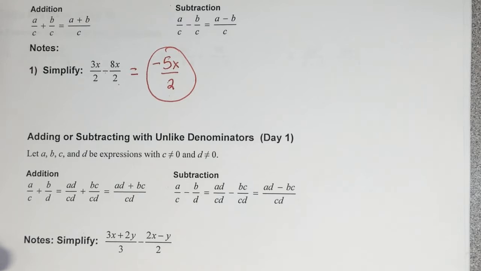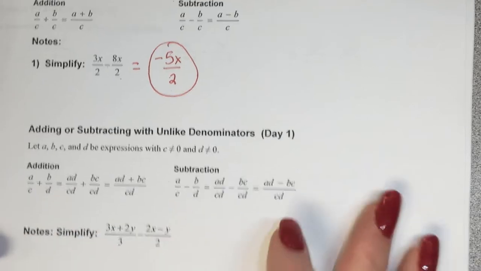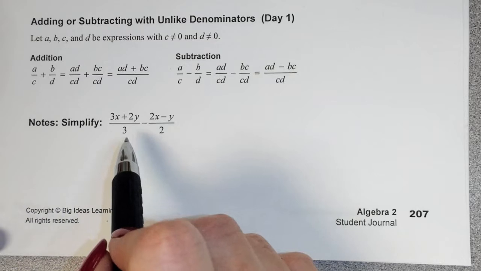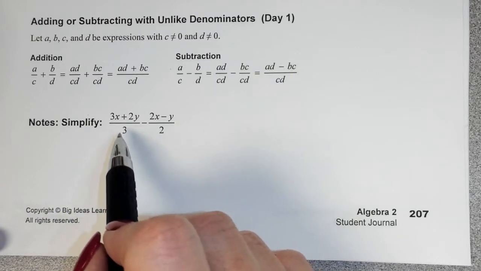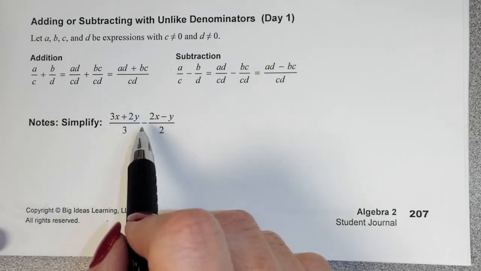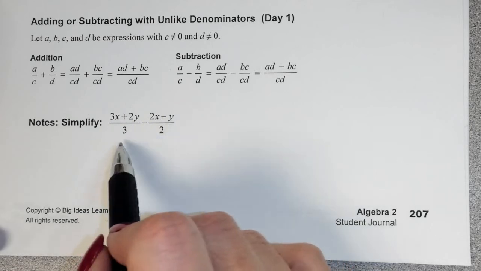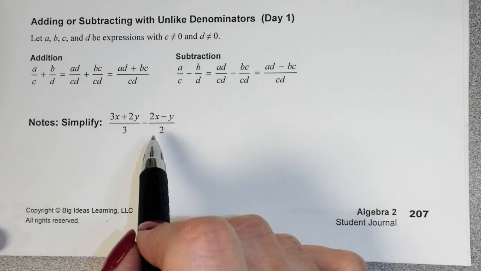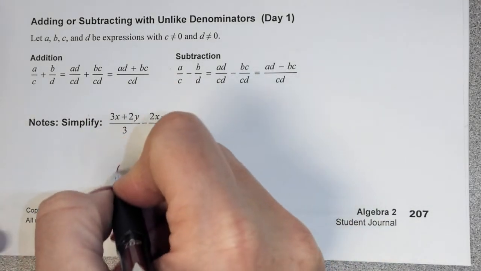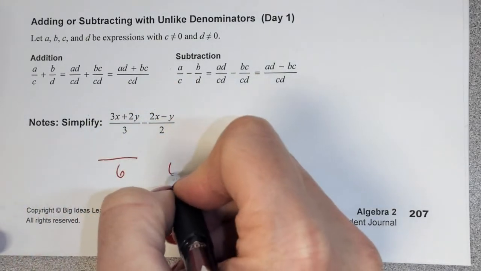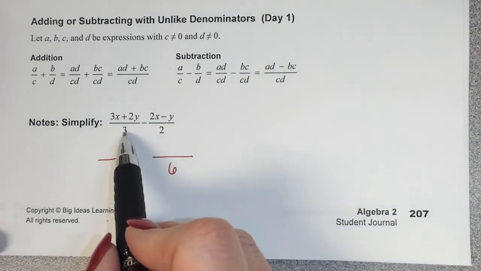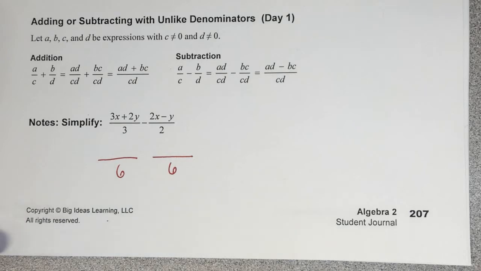Okay, so what about if we're adding or subtracting and we don't have the same denominators? We're going to start off with a fairly easy problem when we do not have the same denominators. Well, just think if this had been 1/3 minus 1/2. We'd have to get a common denominator. What would that common denominator be? 6. So I would need to have a 6 here, and I would need to have a 6 here to be able to subtract. So what would I multiply 3 by to get 6?